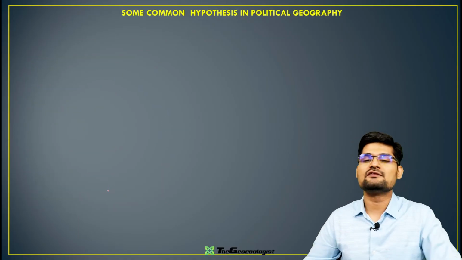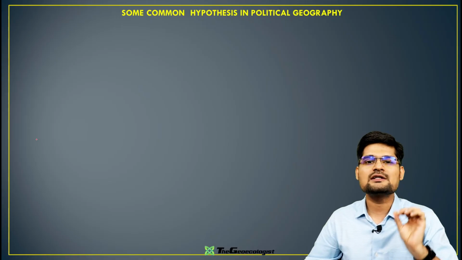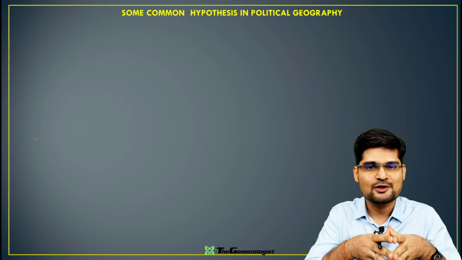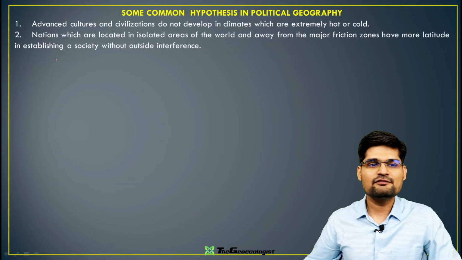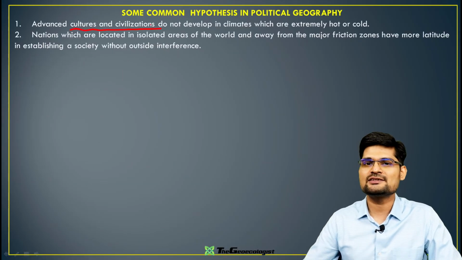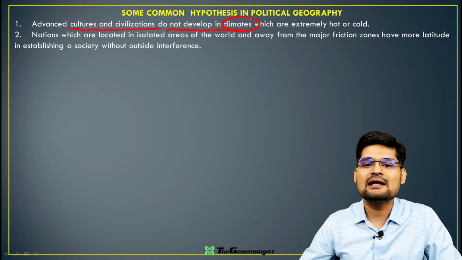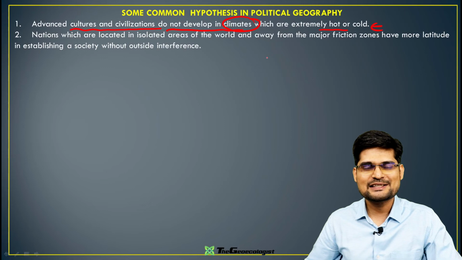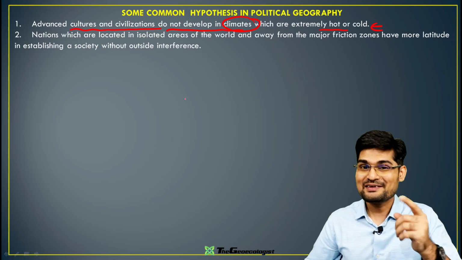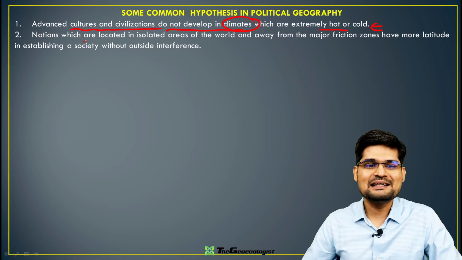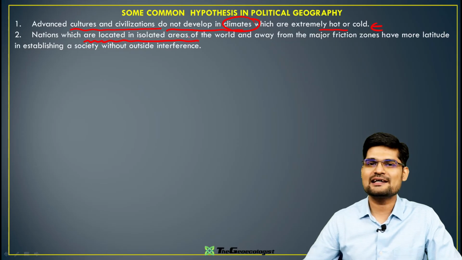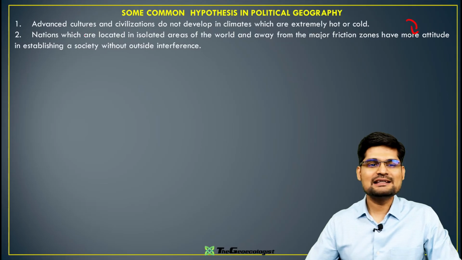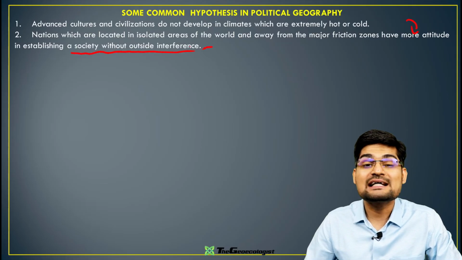If you observe, there are some common lines of thought, some common hypotheses in political geography, to be researched and studied further. What are these? Let's look at the list. The first: advanced cultures and civilizations do not develop in climates which are extremely hot or cold. This is one hypothesis. Is it true or false? It's for you to check whether this statement is true or not. Then, nations which are located in isolated areas of the world and away from major friction zones have an attitude of establishing a society without outside interference.